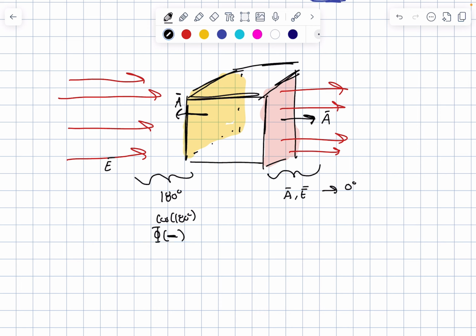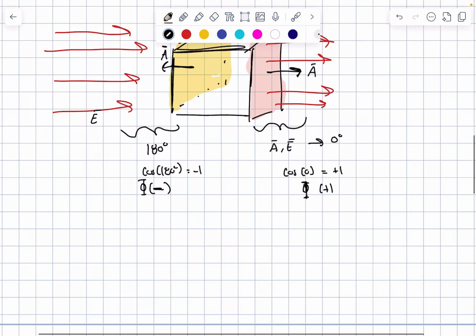And this time, we are going to get cosine of 0, which is +1, so this flux is going to be positive. Now, if I have the same amount of electric field lines coming in, and this area here is the same as this area here, this negative flux is going to be the same in magnitude as this flux, just in opposite directions. So here I have a certain amount of flux coming in. We can imagine I have a positive flux here, and we have negative flux here. Add them up together, the flux is 0.